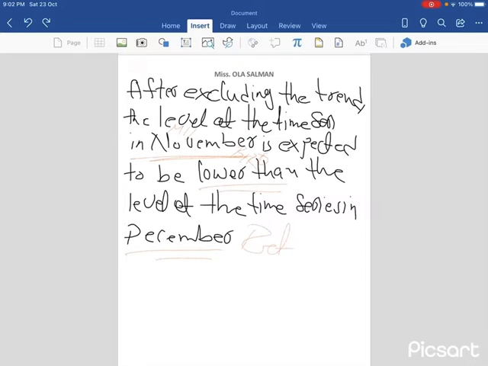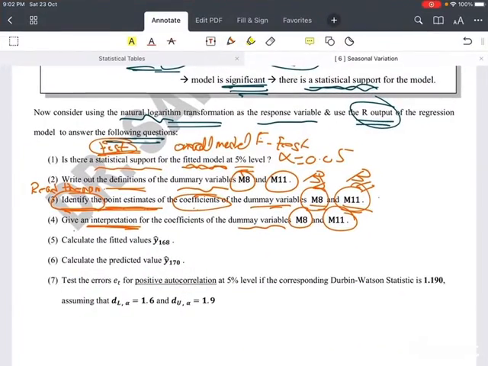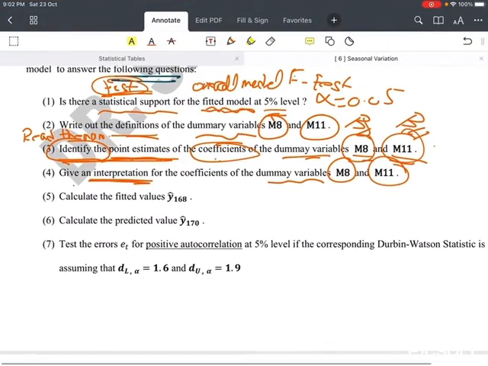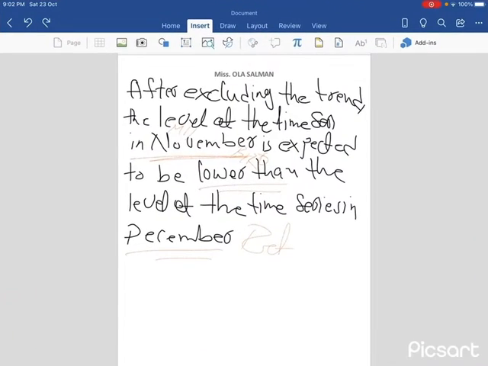Then we finished 4. We are left with 5 and 6. They are the same. Calculate the fitted values or predicted values. It means the same solving method, but this one is for y hat 168 and this one is for y hat 170. So we will go and solve them.